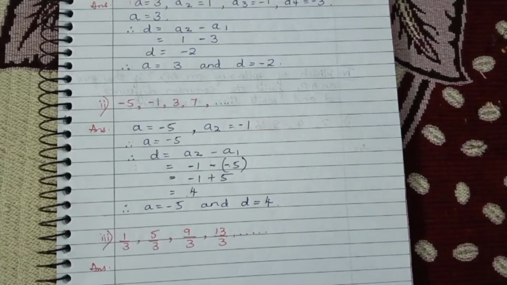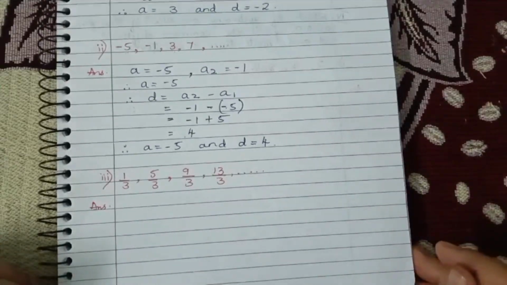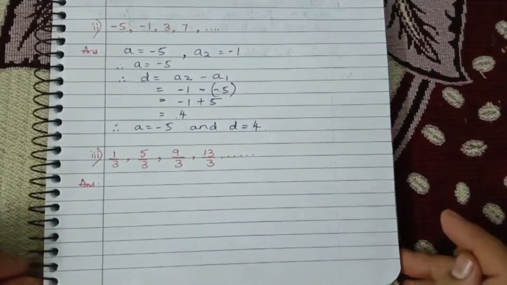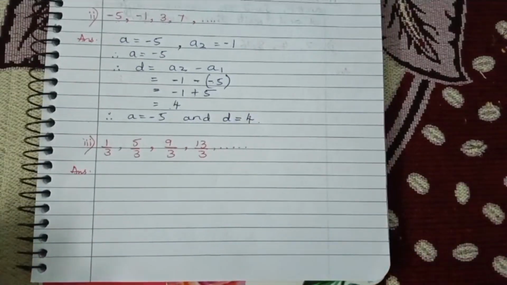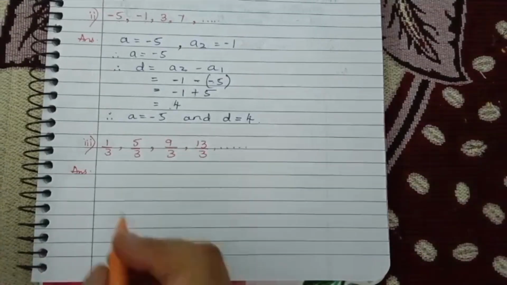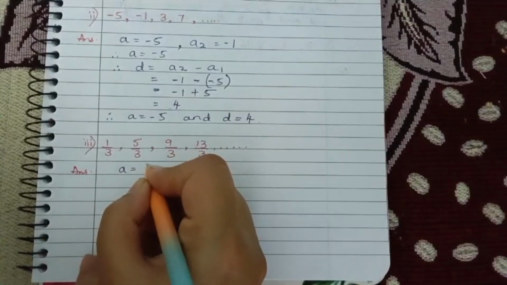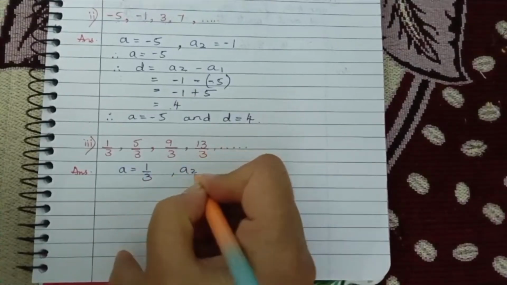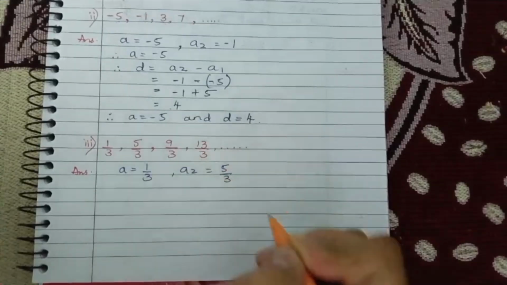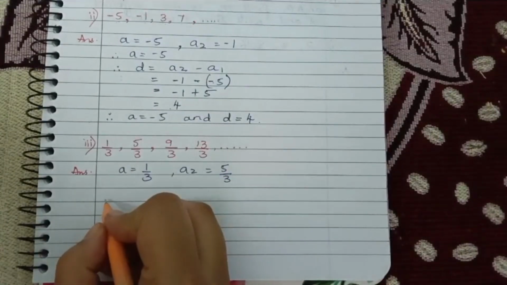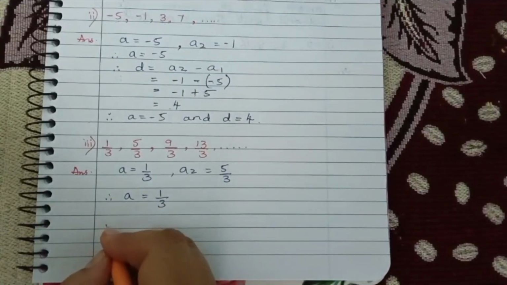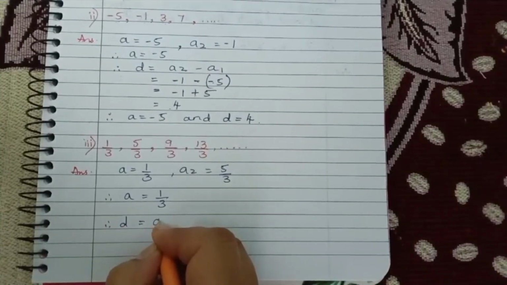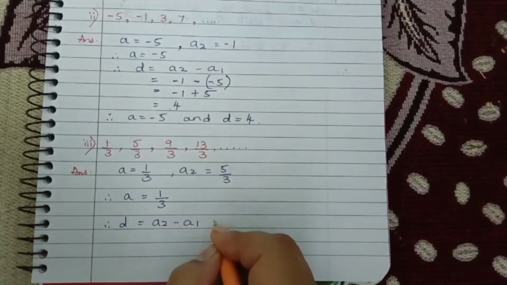Now you came to know how to do the sum. Now let us do the third sum. Okay. Now the third sum is, here a is 1 by 3, a2 is 5 by 3. Okay. Now therefore a is equal to 1 by 3. Now for d is equal to a2 minus a1.